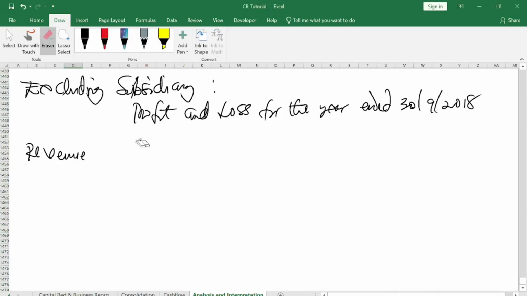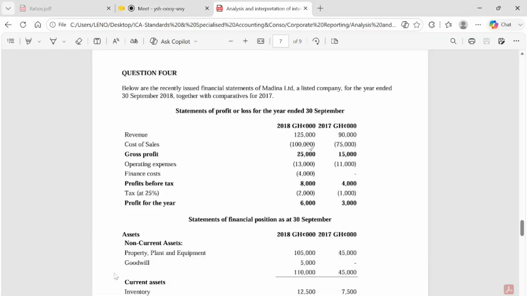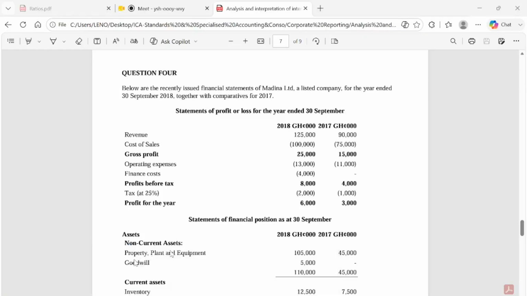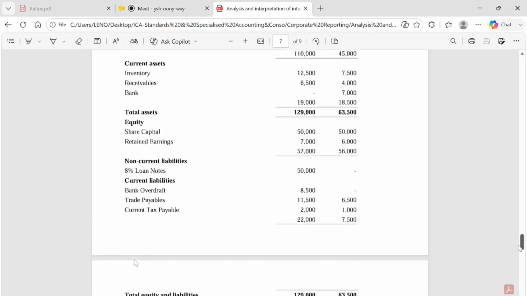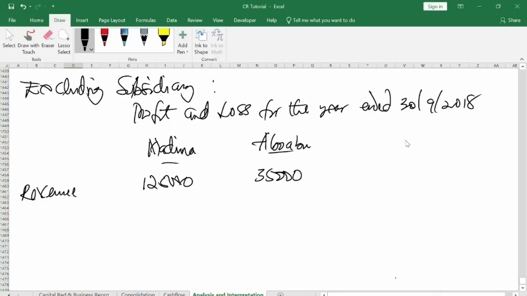I put it well for you to understand why you're excluding it. So Madina, revenue is how much? Revenue is 125,000. Then we less Abu, the subsidiary. Go to their side, it is 35,000. So you less it. What do you have?